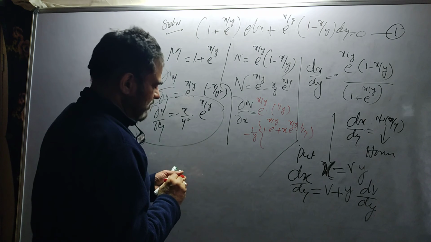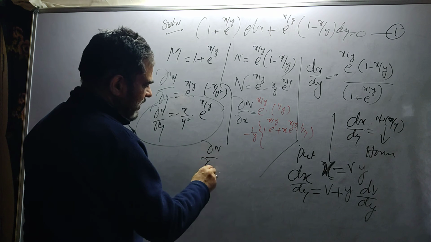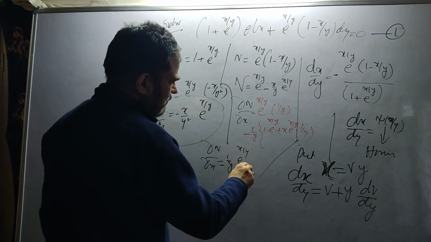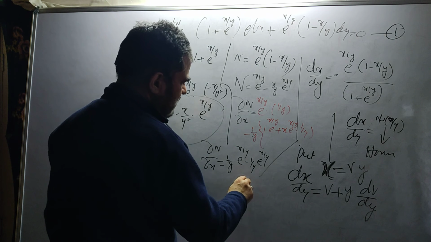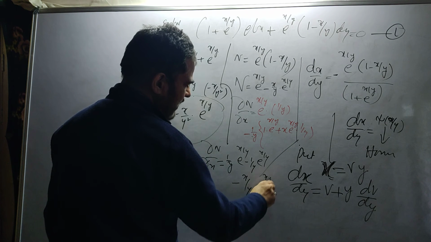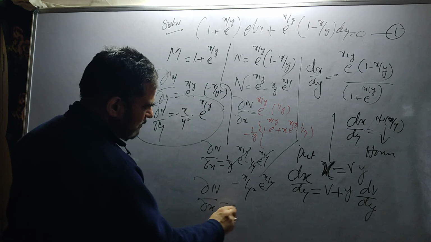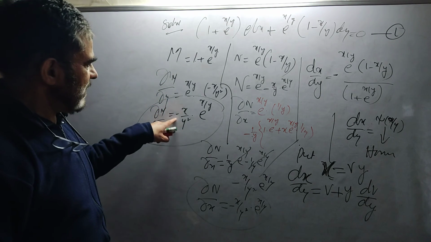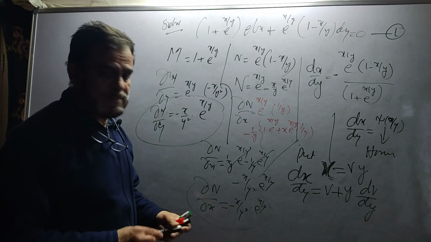Let us simplify this. It is partial of N with respect to x I am finding out. It is 1 by y, e raised to power x by y, then minus 1 by y, e raised to power x by y. This and this is minus x by y square. When I multiply this with this, minus x by y square, e raised to power x by y. This and this goes. This gives us partial of N with respect to x is minus x by y square into e raised to power x by y. Oh yes, this is exact. Minus x by y square e raised to power x by y, here also minus x by y square e raised to power x by y.